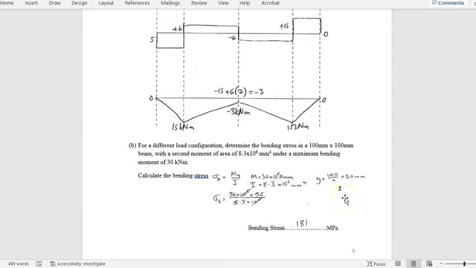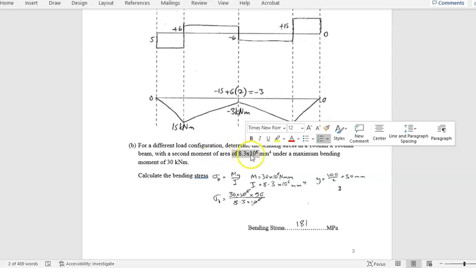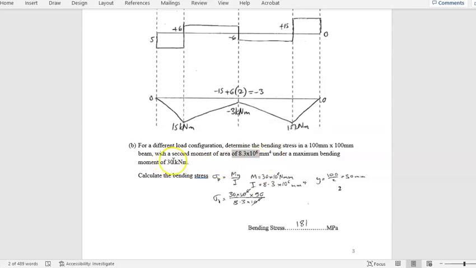moving on. For a different load configuration, we've got a beam that is 100 millimeters by 100 millimeters by 100 millimeters. It has a second moment of area of 8.3 times 10 to the 6 millimeters to the power of 4, and it has a bending moment of 30 kilonewton meters. Okay, so I've started with, remember that the second most important thing you need to know in this subject is that stress equals force over area, but rule 2b is for bending, and so that means you have to remember that bending stress is My over I.